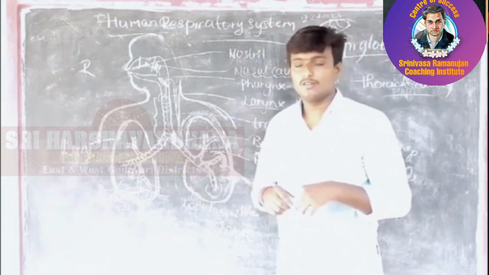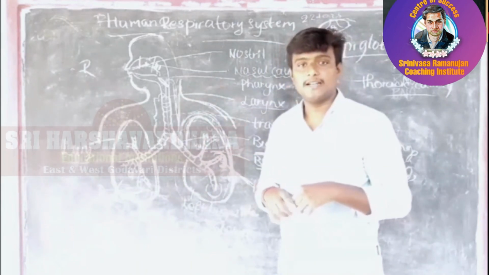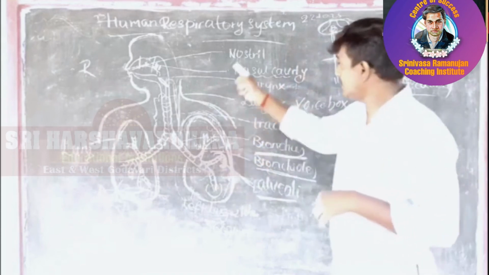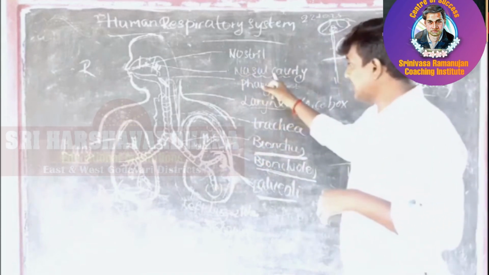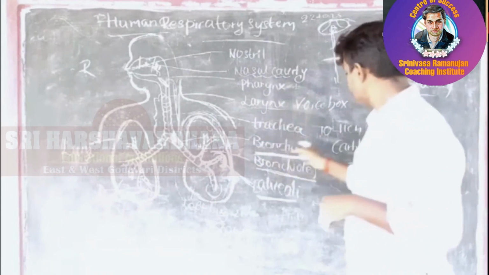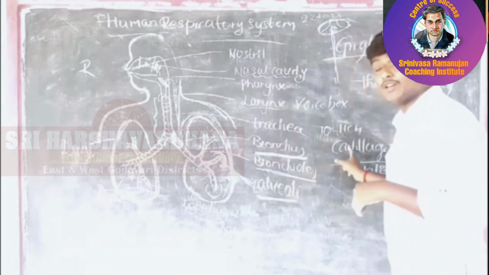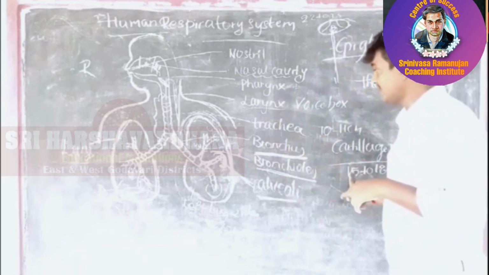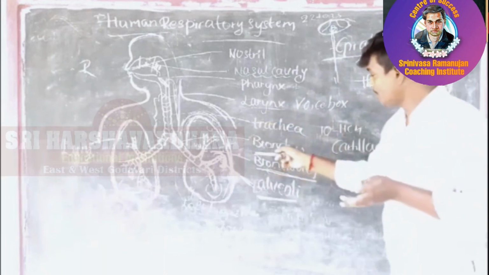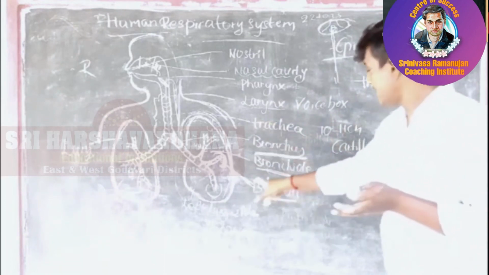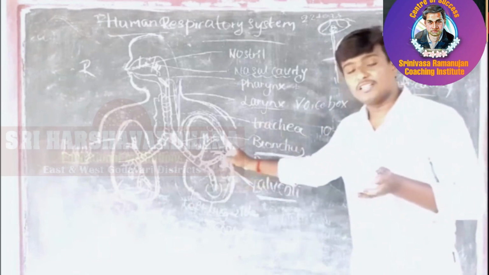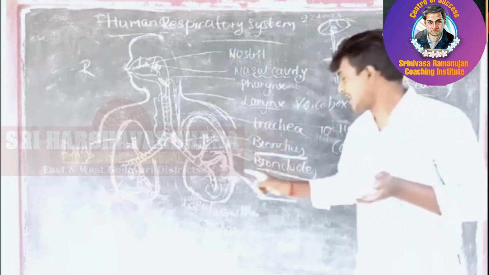So this is about the human respiratory system and its organs. The organs we discussed: nostrils, nasal cavity, pharynx, larynx, and the trachea, a long tube-like structure of 10 to 11 centimeters that contains cartilage rings. After the trachea, it divides into bronchi. The bronchi divide into bronchioles. Each bronchiole leads to a small tiny chamber in your lungs, which we call an alveolus.